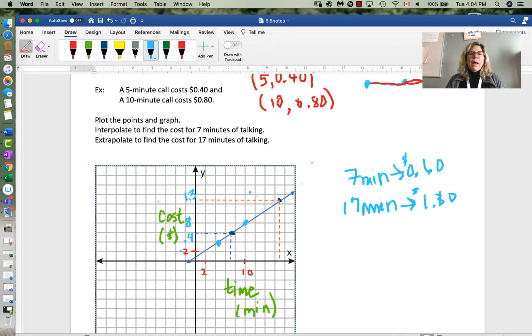And we could figure that out based on the line that we were able to draw between the 2 original points, between the 5 minutes at 40 cents and 10 minutes at 80 cents.